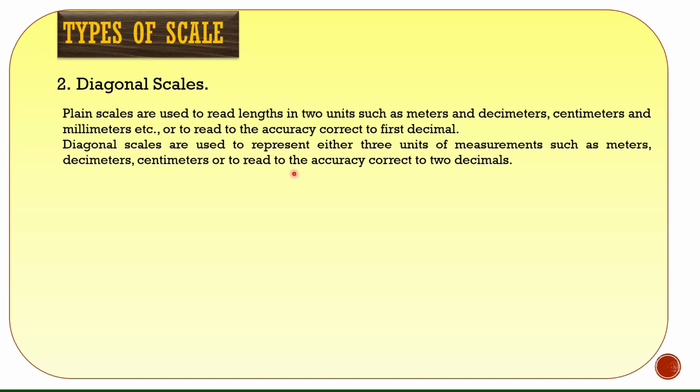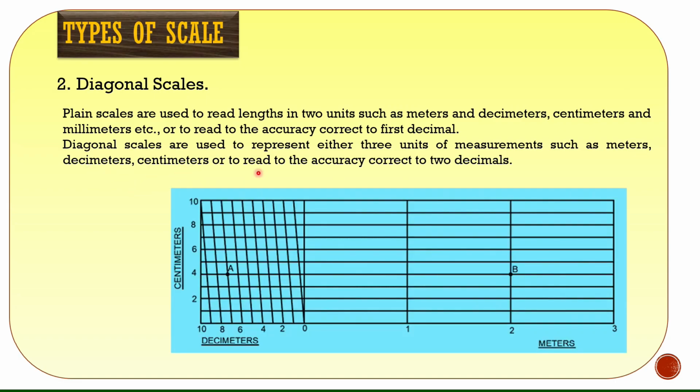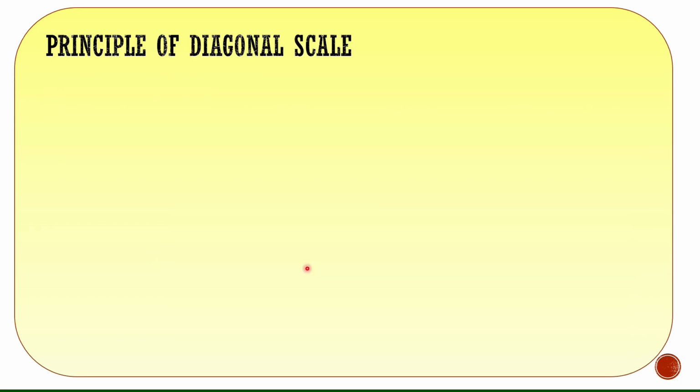Now we will go for another one, the diagonal scale. In the plain scale we measure 2 units such as meters and decimeters. What about beyond that? So we use diagonal scales to represent 3 units such as meters, decimeters, centimeters, or decimeters, centimeters to millimeters. Now this diagonal scale will always be like this: meters this side, decimeters here, centimeters on the diagonal divisions. Okay, let me see how to do it.